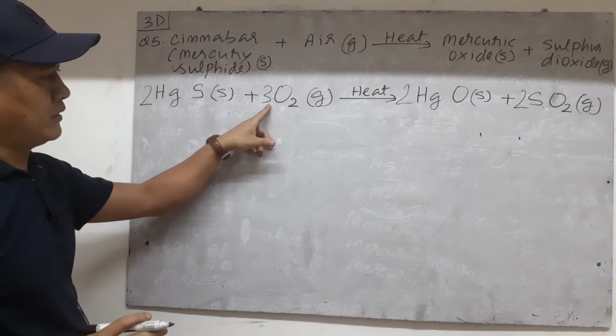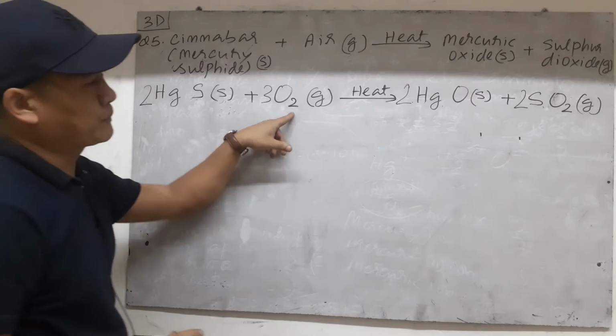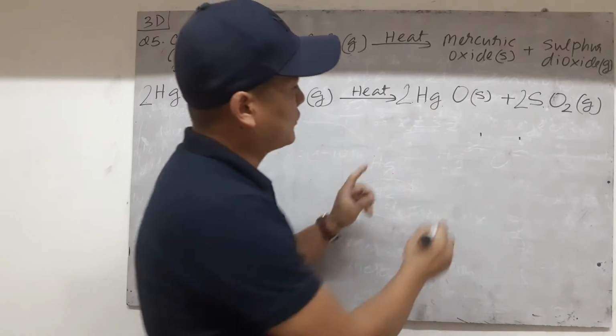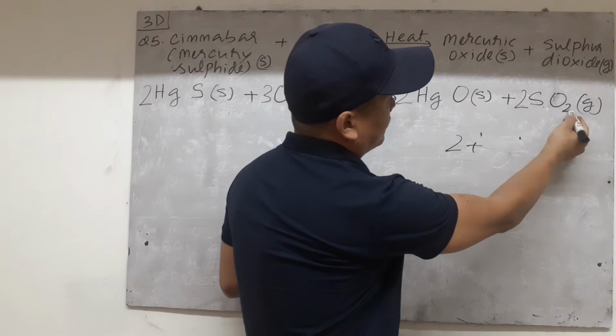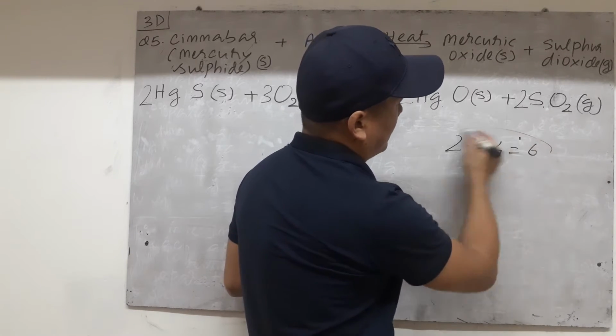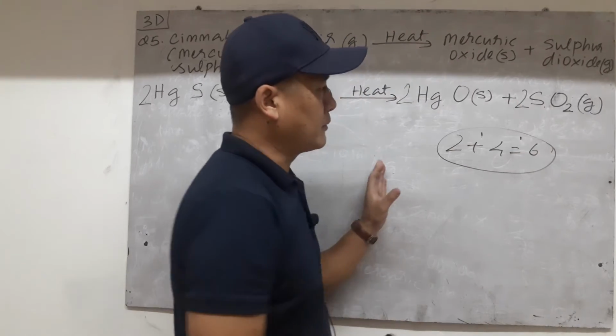Now go to this one, oxygen. 3 twos are 6 oxygen atoms. Now here, 2 ones are 2 oxygen atoms. 2 twos are 4, equal to 6. So there are 6 oxygen atoms also on the right.